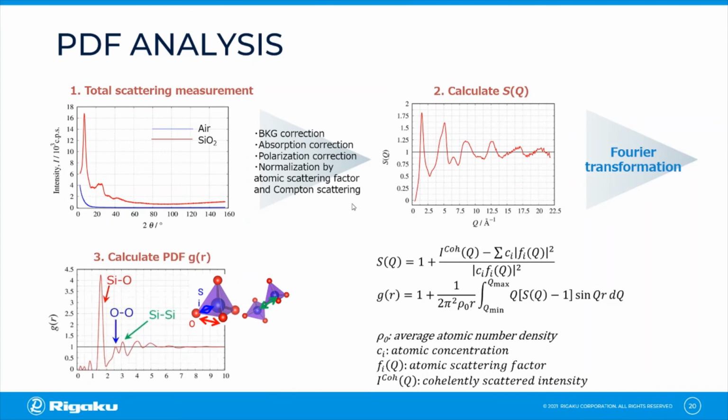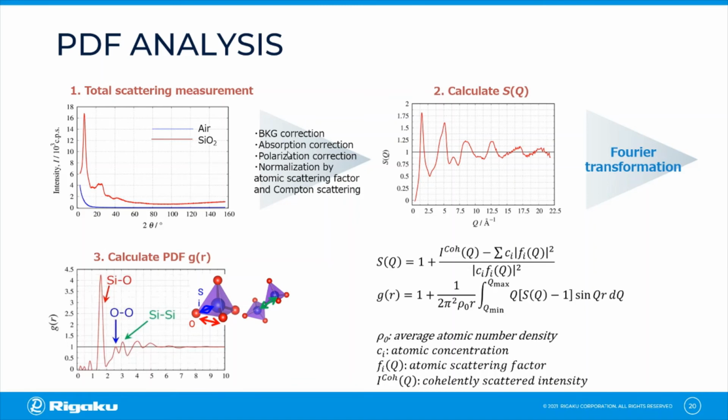A PDF analysis consists of 3 basic steps. As a first step, you would perform a total scattering measurement over a large resolution range, so up to high angles of about 160 degrees in this example. And you would perform this experiment using harder radiation than you usually do. So PDF experiments are mostly performed with molybdenum or silver radiation or even synchrotron hard radiation.